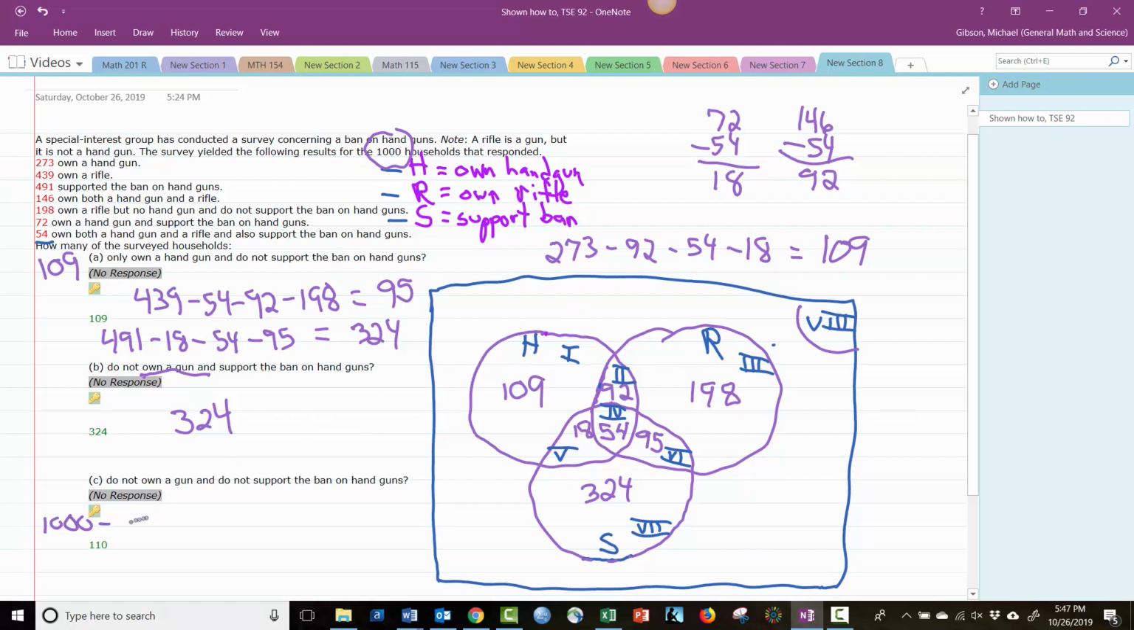So minus 109. Area 2 is minus 92. Area 3 is minus 198. Area 4 is minus 54. Area 5 would be minus 18. Minus area 6, minus 95. And then minus area 7, minus 324. And you do the math on that, and it equals 110.